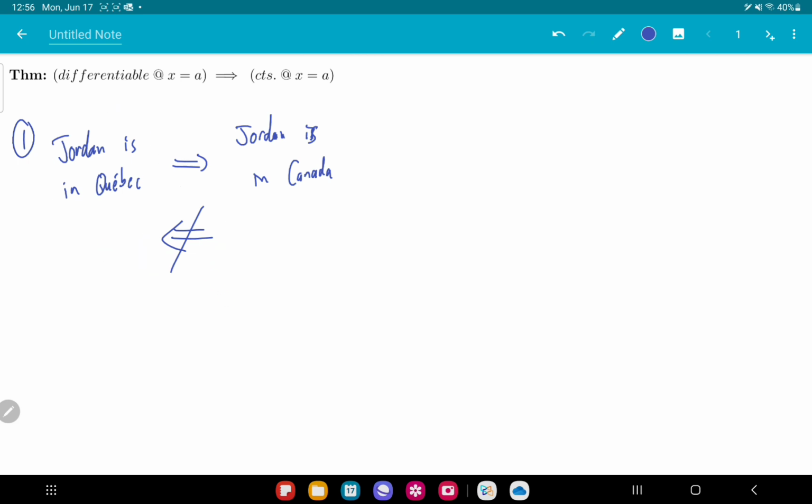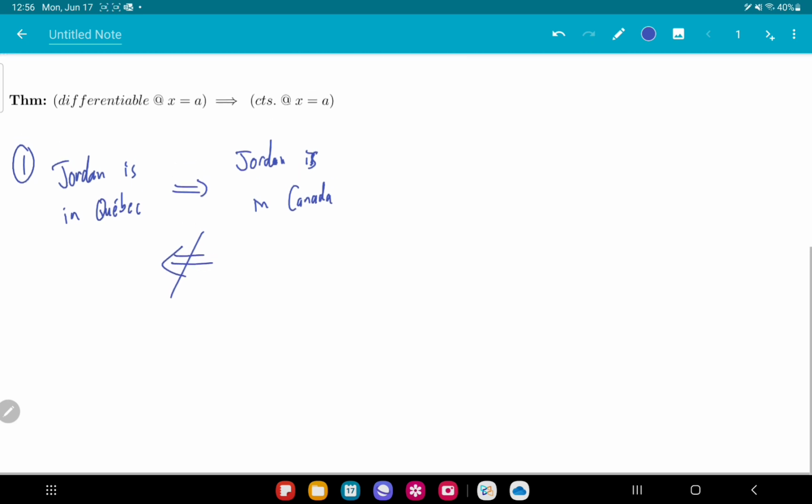I could be in Alberta. Okay, it's the same thing with this theorem right here. Okay, continuity does not imply differentiability. So if it's continuous, it may or may not be differentiable. Just like if Jordan is in Canada, I may or may not be in Quebec. But if I'm in Quebec, I am necessarily in Canada. Okay, that's the first thing I wanted to say.